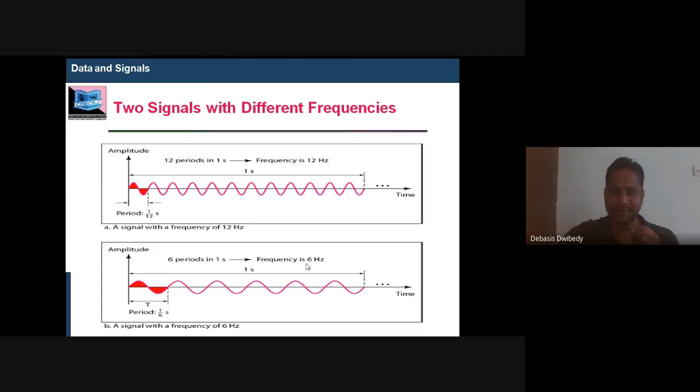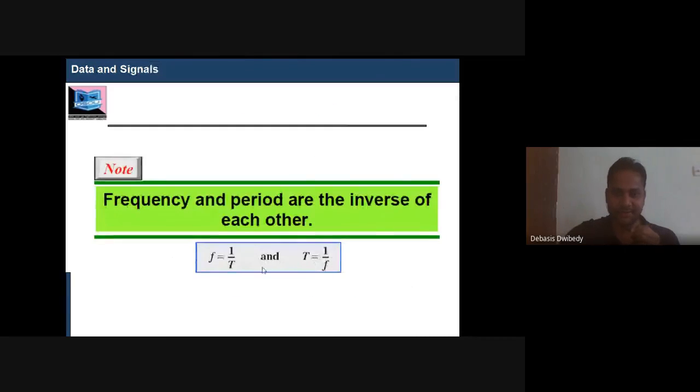So we have frequency 6 hertz in this example. We have frequency 12 hertz in this example. Because time period is less, we have more frequency. Time period is more, we have less frequency. So from this example, we derive this relationship as frequency is inversely proportional to time period. So frequency f equals 1 by T.